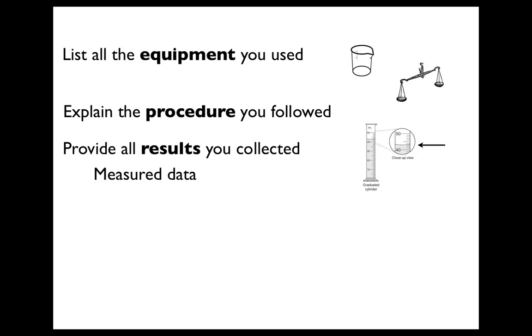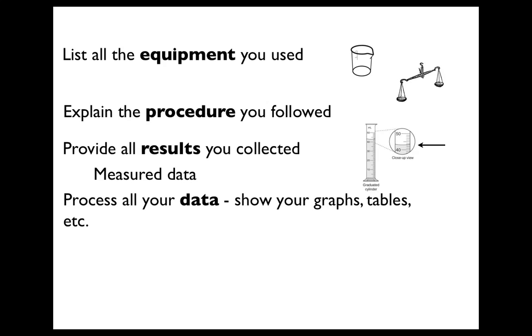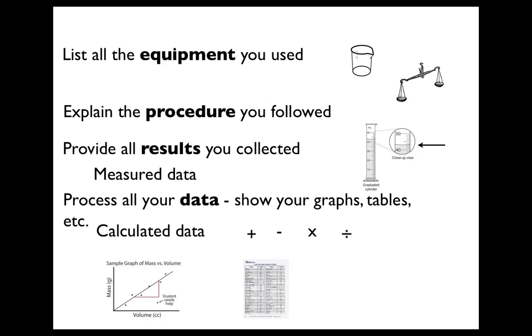In the next section, you process your data. Do all the calculations or use graphs and place them here. You show your calculated data here. Those are all values that result from addition, subtraction, multiplication, and division. This is always in a table with a proper heading, and sometimes you include a graph if you're looking at a relationship between variables. Graphs and figures must both be labeled with a descriptive title.